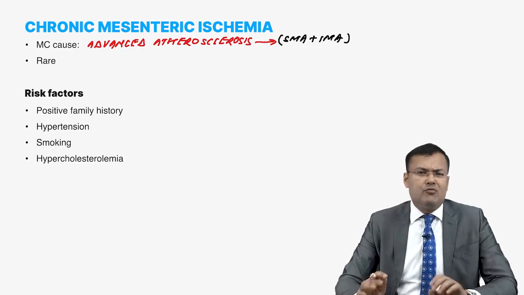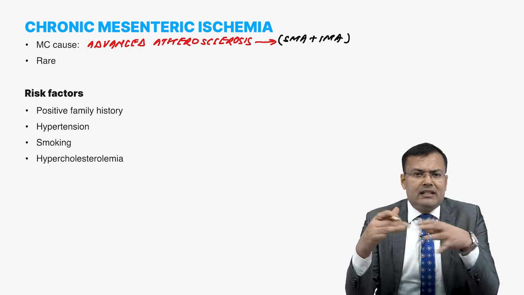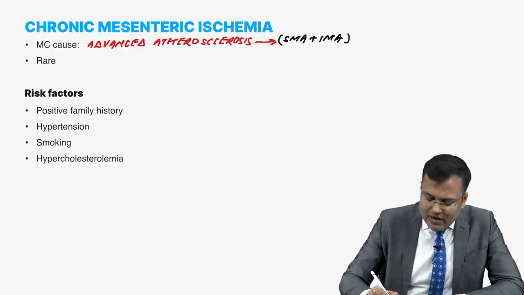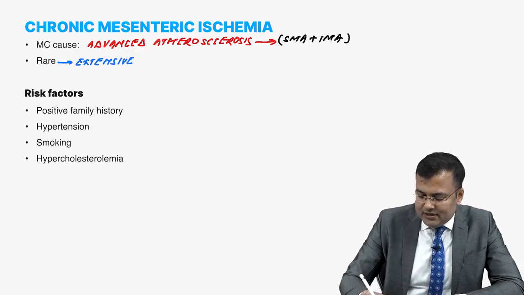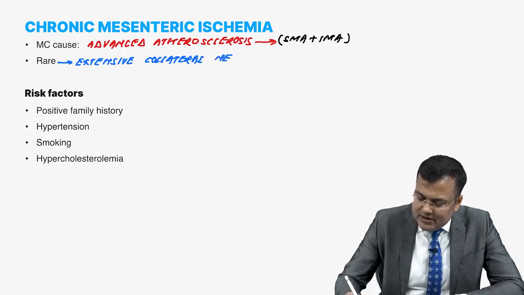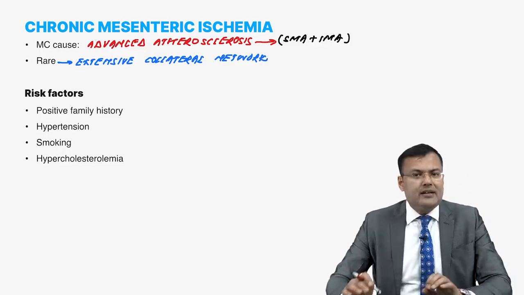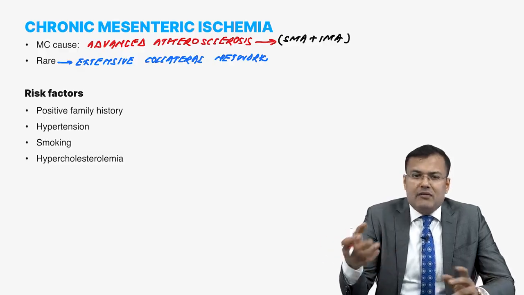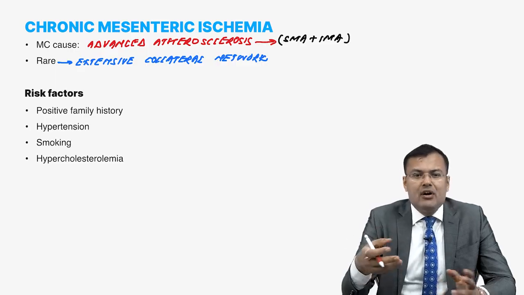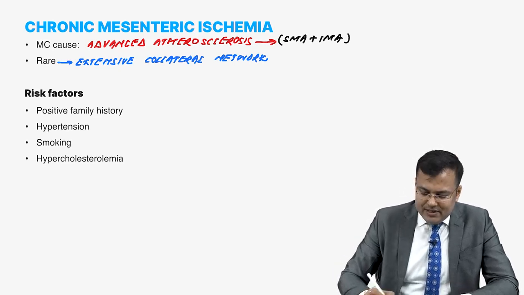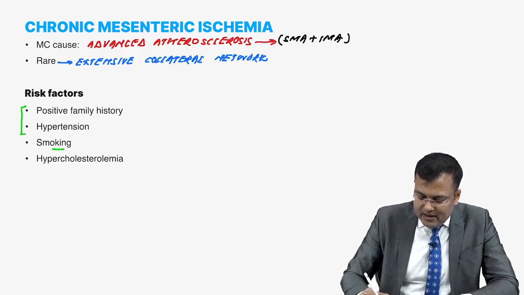Actually speaking, it's a rare condition. Why? Because there are various collaterals between the superior mesenteric artery and the inferior mesenteric artery. Because of this extensive collateral network in the mesentery, this condition is rare. What is the most important factor here? Atherosclerosis. Any risk factor for atherosclerosis will be an indirect risk factor for chronic mesenteric ischemia. So here you can see the risk factors: first, positive family history, hypertension. Apart from this, smoking and hypercholesterolemia.